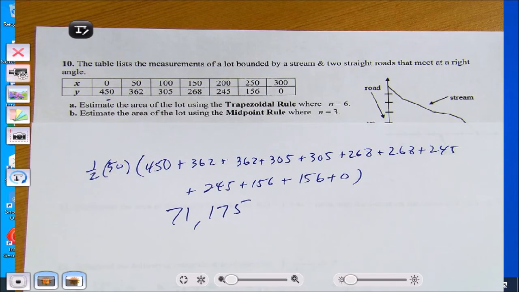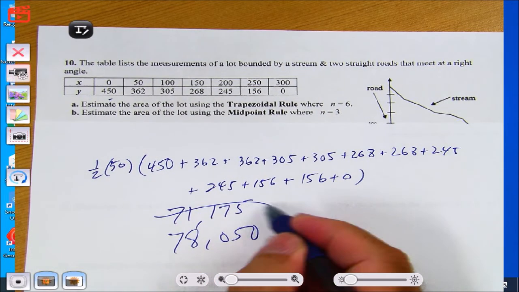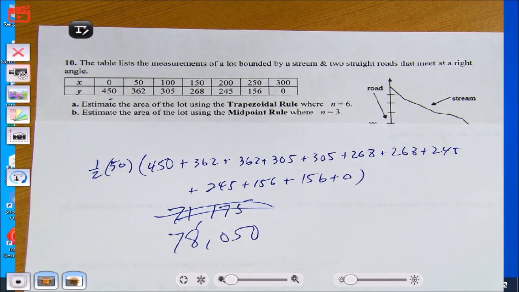I got an even bigger answer. You got 78,050? I'm doing pretty good. Is that what you got? Yeah. Okay. Not sure what I did wrong the first time.